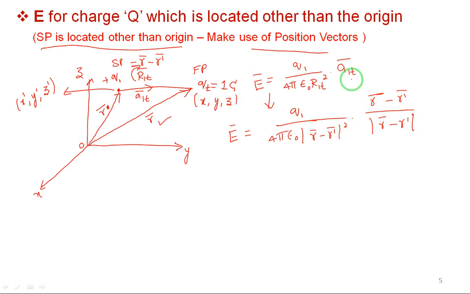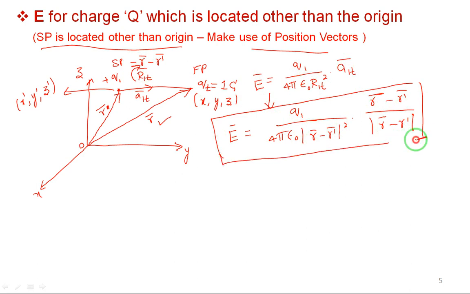The same thing I have written. Now what is a1t? The vector r1t divided by its magnitude. The vector r1t is r vector minus r dash vector, divided by its magnitude. Hence, we have realized the formula in terms of position vectors. So you should not get confused whether the charge is located at the origin or other than the origin, anywhere in the space. So you should be very much clear with the concept. I hope you understood this.